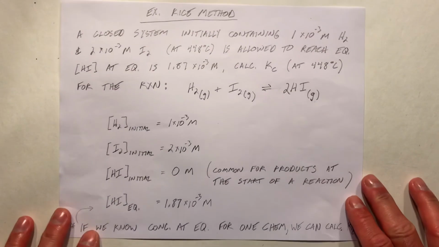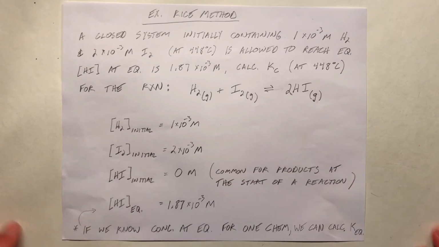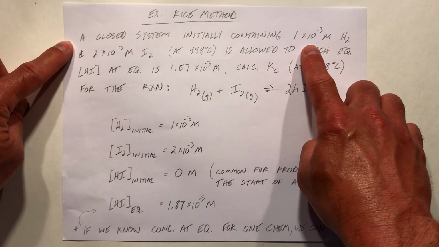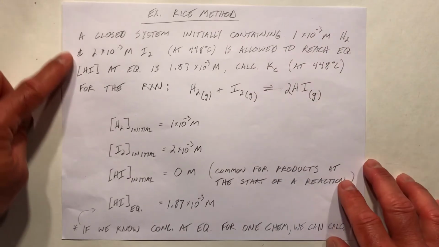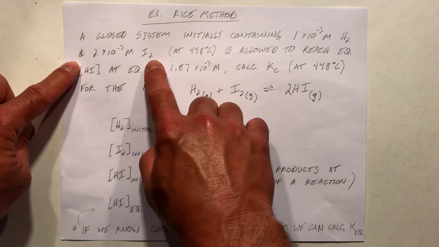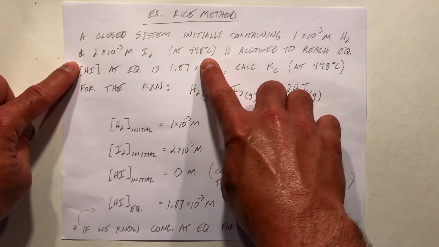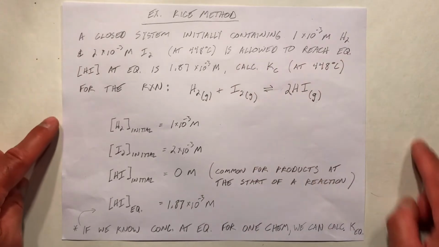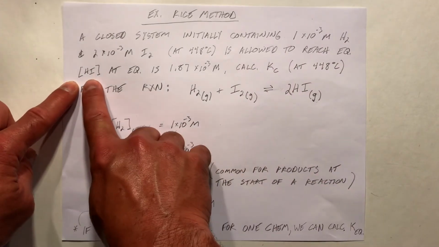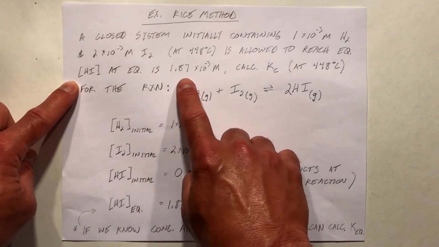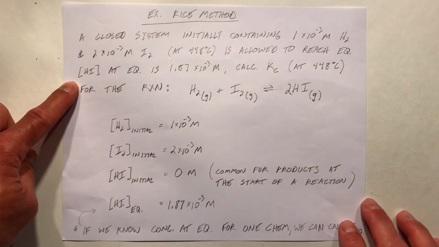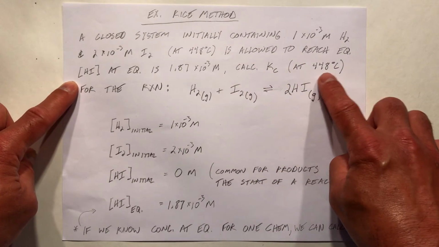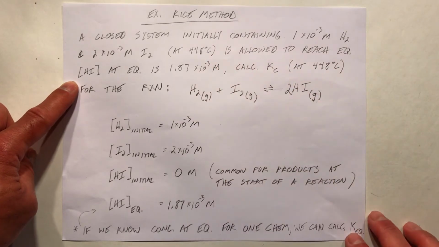So here's how the R.I.C.E method works. Let's look at an example. Let's say we have a closed system initially containing 1 times 10 to the negative third molar concentration of H2 and 2 times 10 to the negative third molar concentration of I2. And here's our temperature, 448 degrees Celsius. And it is allowed to reach equilibrium, and when that happens, the concentration of HI at equilibrium is 1.87 times 10 to the negative third molar. Calculate Kc, the equilibrium constant for concentrations, at the temperature 448 degrees Celsius.